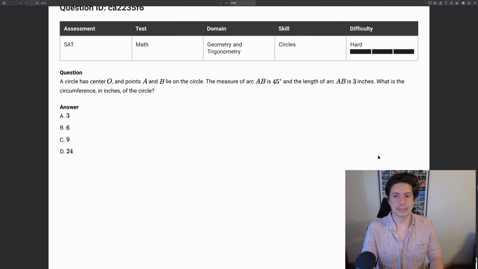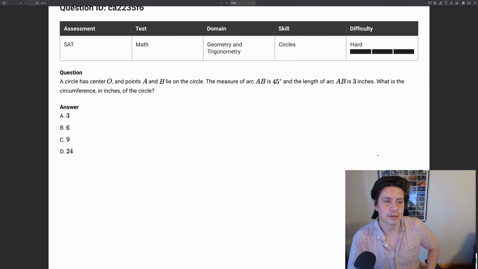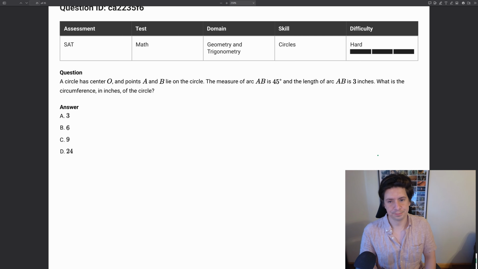All right, last one for today. These are tough questions. A circle has center O and points A and B lie on the circle. The measure of arc AB is 45 degrees and the length of arc AB is 3 inches. What is the circumference in inches of the circle?